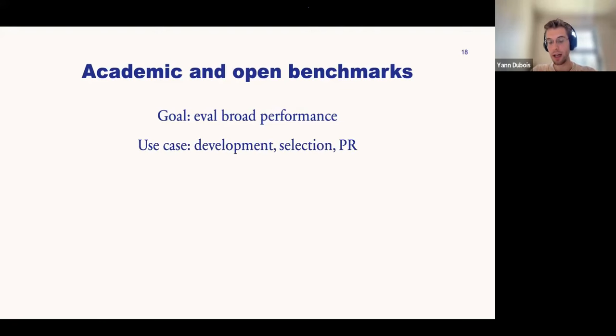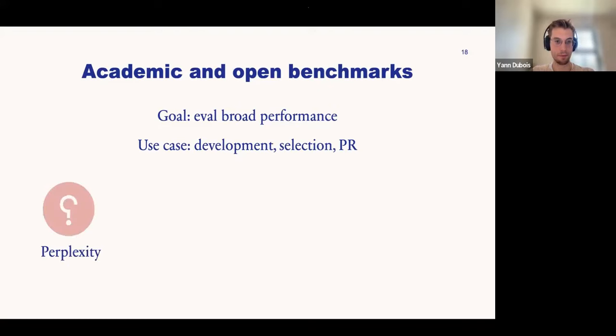And use cases, well, as I said before, it might be used for development. So when you develop your own model, you want to know how well you're performing on a broad set of tasks. Model selection. So if you build a new application and you really don't know where to start, like which model to start with because there are so many choices, you might just take the one that is the best on the current benchmarks. And also a lot of companies use these benchmarks for kind of PR. So they say, hey, look, you should use our models because they are the top ones on this benchmark.